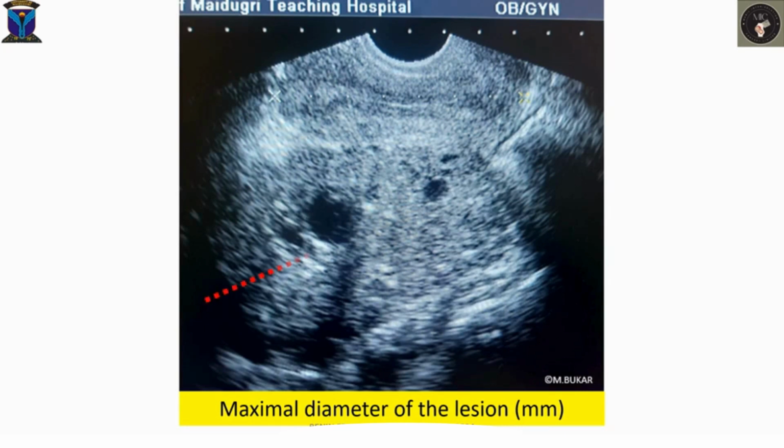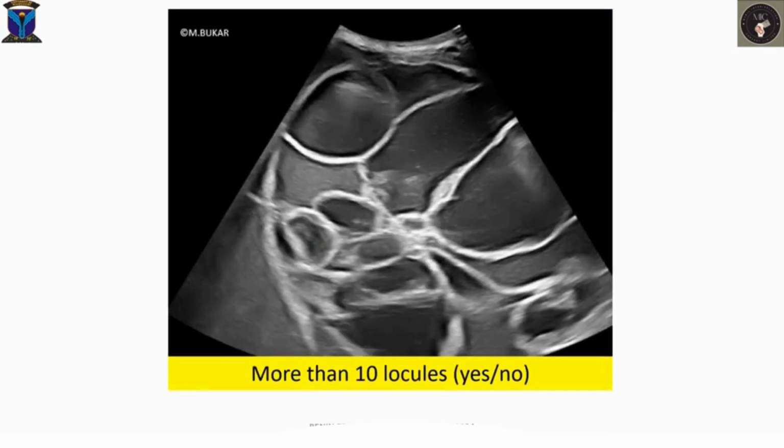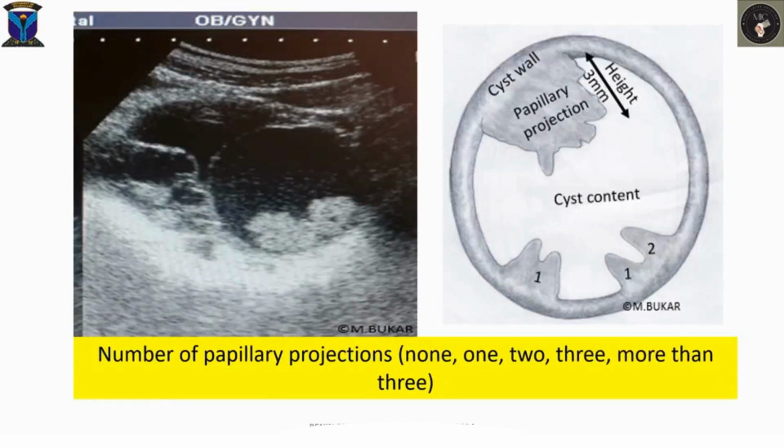Maximum diameter of the lesion, like this, in millimeters. Maximum diameter of the largest solid component, in millimeters. More than 10 locules, yes or no? The number of papillary projections: none, 1, 2, 3, or more than 3.